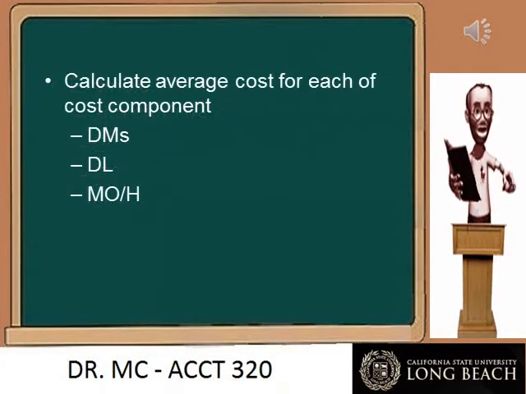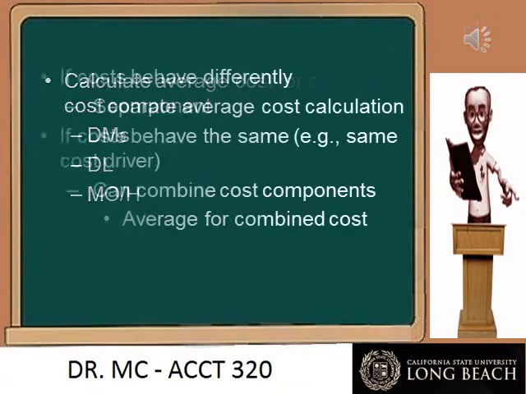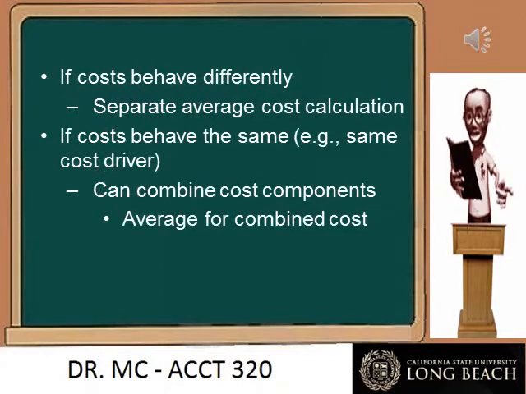The firm calculates the average cost for each cost component. Please remember that these cost components are direct materials, direct labor and manufacturing overhead. If the cost components behave differently, then their average must be calculated separately. When the cost components move in the same manner, however, then the firm can combine them and treat them as if they were one cost component.